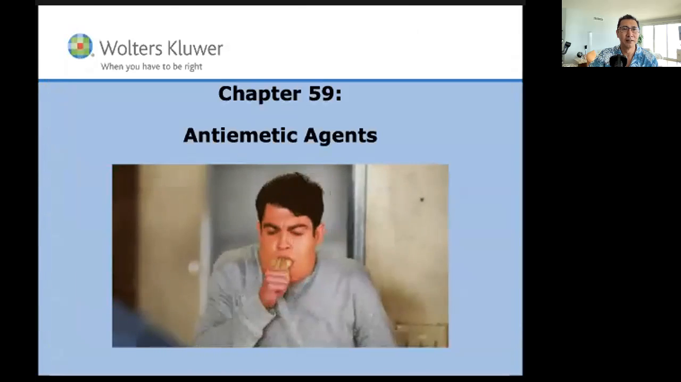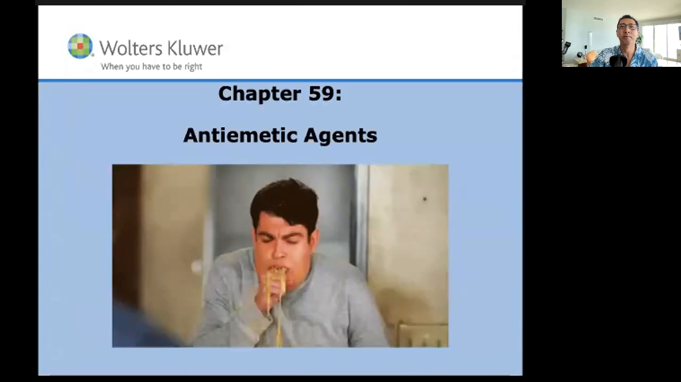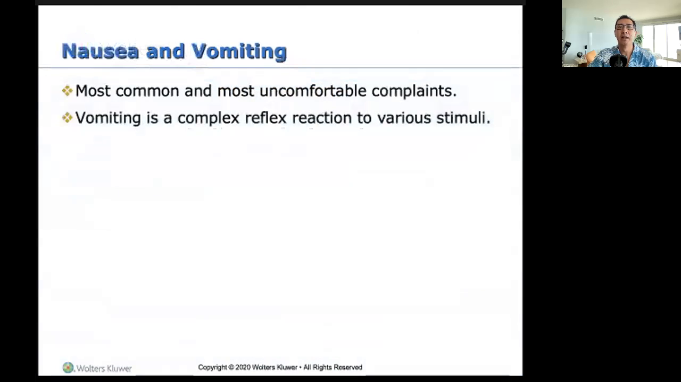Antiemetic agents. Throw up. This is the most common and most uncomfortable complaint from a patient. It just sucks. Sometimes it's worse than being in pain. There's a feeling of being nauseated and throwing up. I'm sure you guys have seen patients who fill up this green bag of just puke, puke, puke, and you throw it away, hoping that they will feel better after they throw up. Some do, some don't.